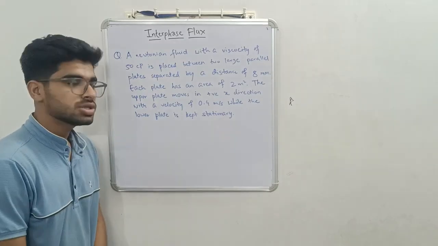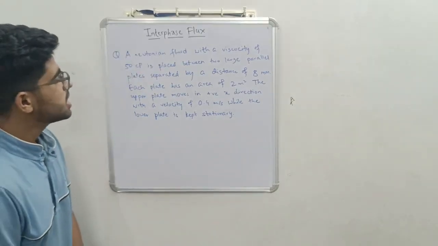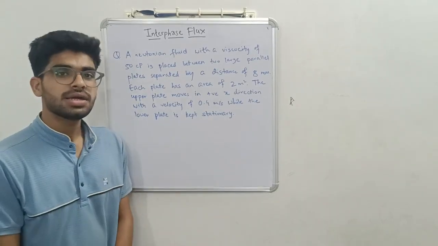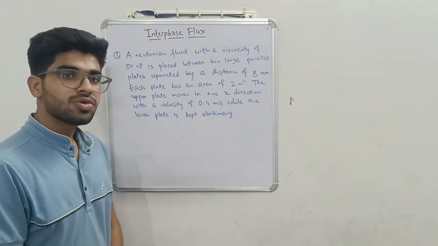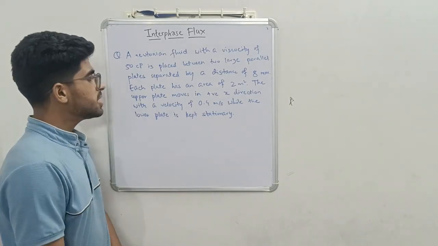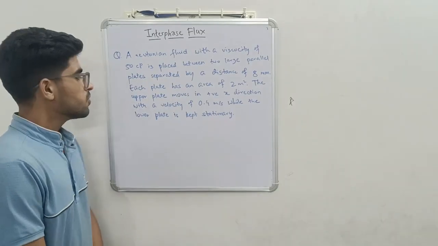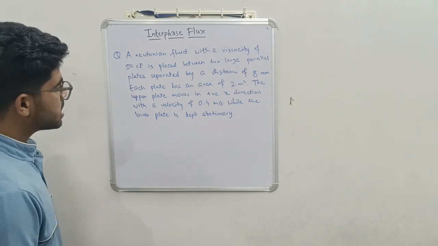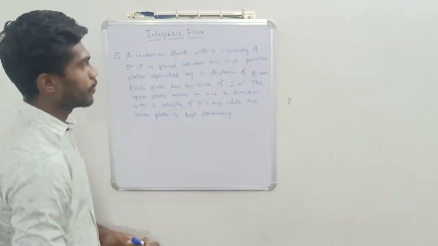So the first question is, a Newtonian fluid with a viscosity of 50 centipoise is placed between two large parallel plates separated by a distance of 8 mm. Each plate has an area of 2 meters square. The upper plate moves in positive x direction with a velocity of 0.4 meter per second, while the lower plate is kept stationary. So in this question we have given two parallel plates.